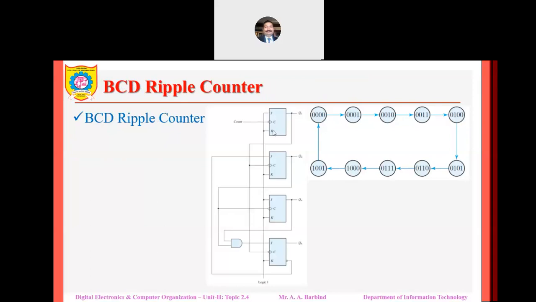Now let us see the design of BCD ripple counter. Already we discussed ripple counter, 4-bit ripple counter. That 4-bit ripple counter has got 16 states. If we start with the first state 0000, then the last state will be 1111. In between 0000 to 1111, there will be intermediate 14 states, and after the last state, that is 1111, the counter resets to 0000.